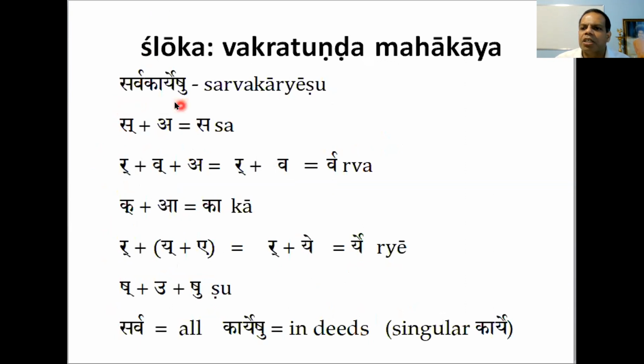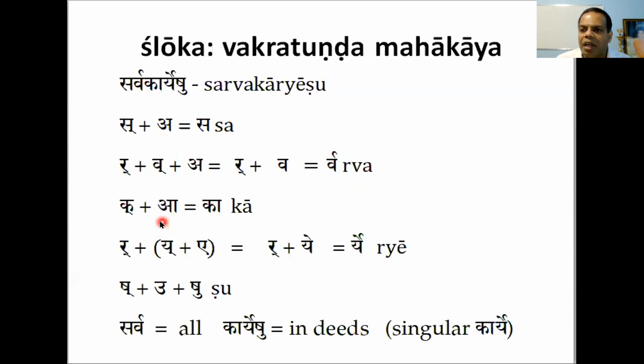Sarva karyeshu. As you can see, there are 5 letters, so we'll look at each of them. Is plus a gives you sa. The next letter is a compound consonant. I think we have already looked at it. Ir plus u plus a gives ir plus va, irva. Just watch how it's written. Again, the hook. When the ir is preceding, there's always a hook on the top. Irva. Sarva.